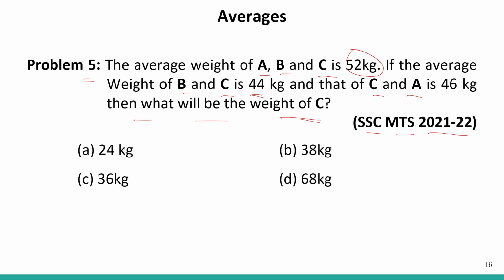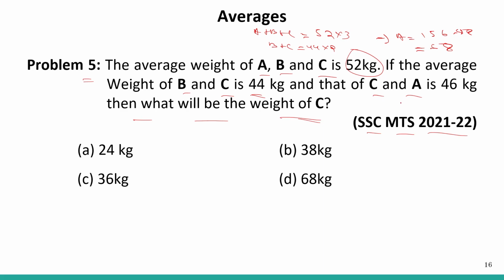So average weight of A, B and C is 52, so A plus B plus C is equal to 52 into 3, their cumulative weight. If the average weight of B and C is 44, then B plus C is equal to 44 into 2, right? So this implies that A is equal to 52 into 3, that is 156, minus 88. So this will be 68.